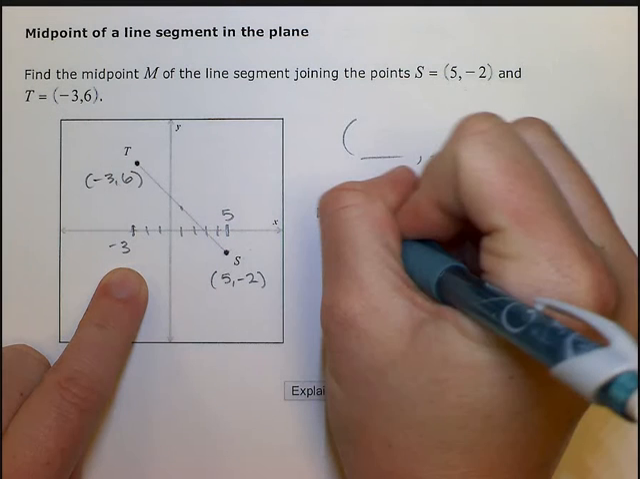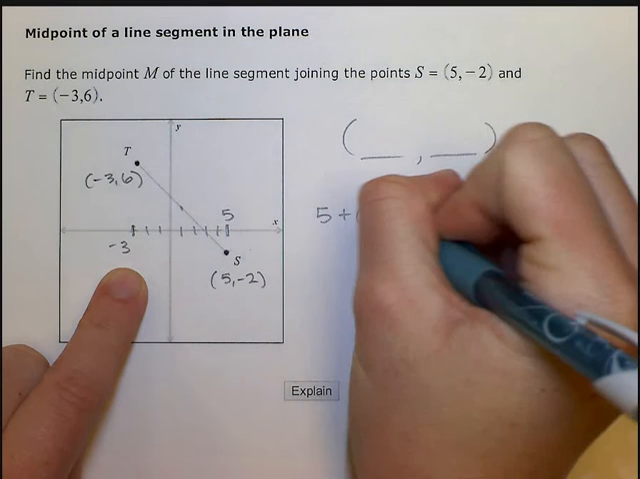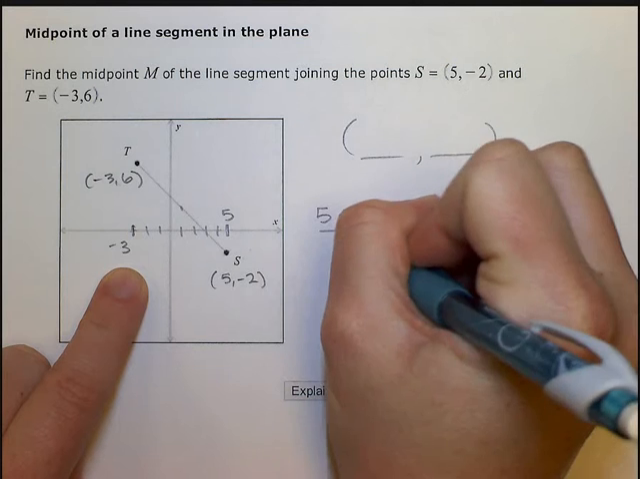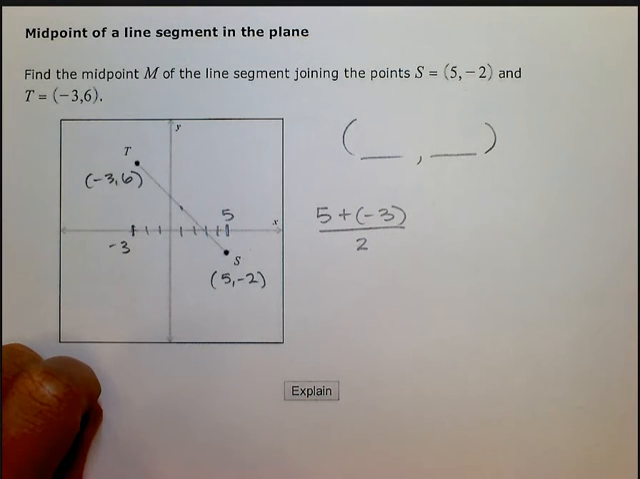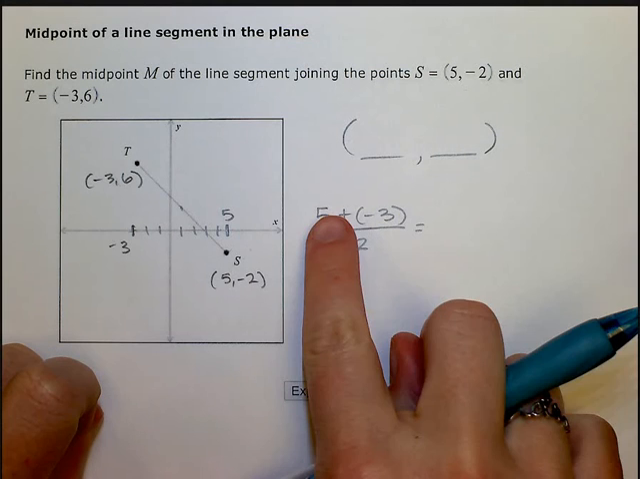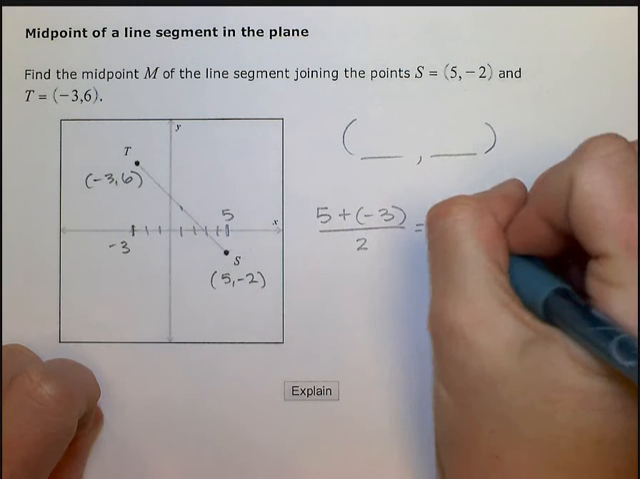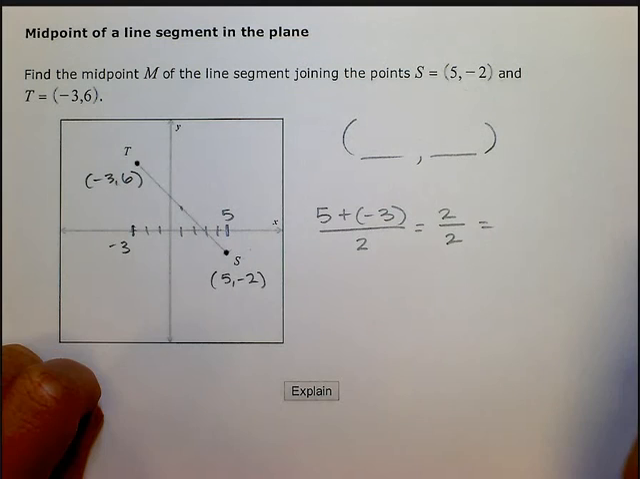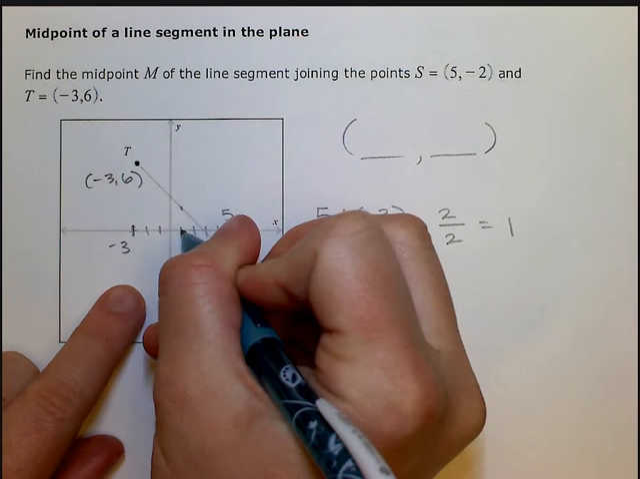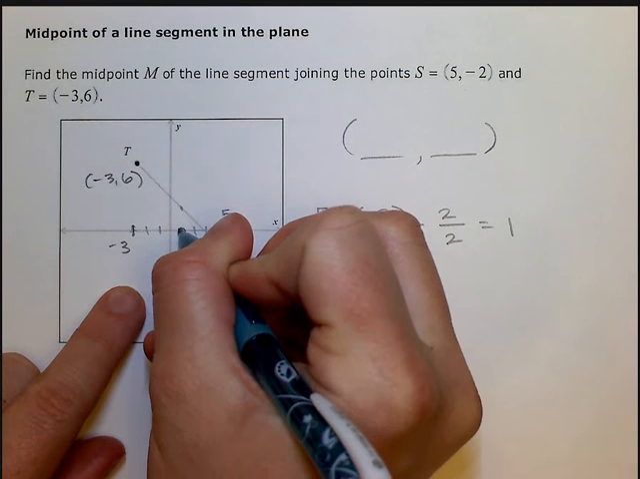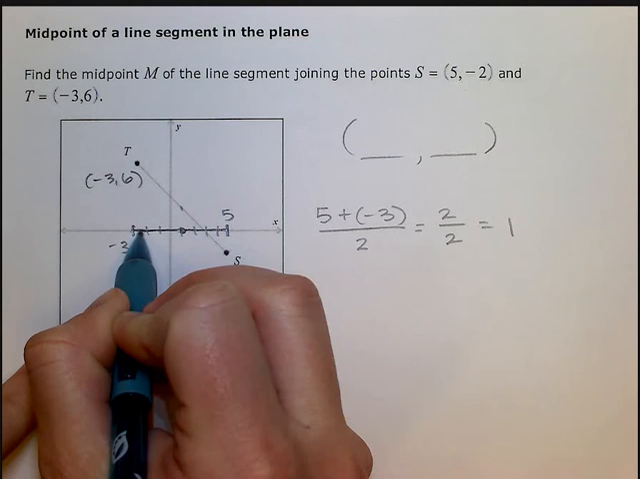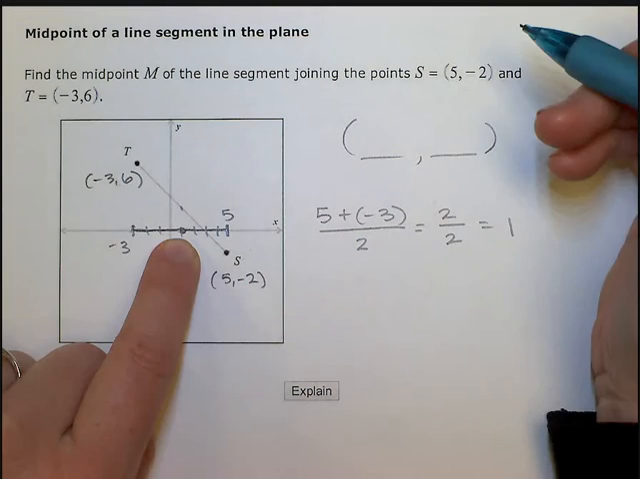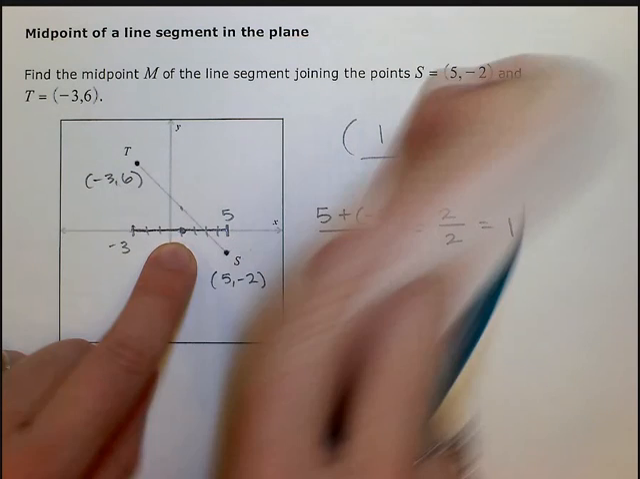So I'm going to do 5 plus a -3 and divide it by 2, because I'm adding my numbers and dividing by how many numbers I added to get the average. 5 plus a -3 is just 2. 2 divided by 2 is just 1. So right here is the midpoint between -3 and 5. Okay, but that's only half of it. That's only the x value. That's the halfway point in the x values.